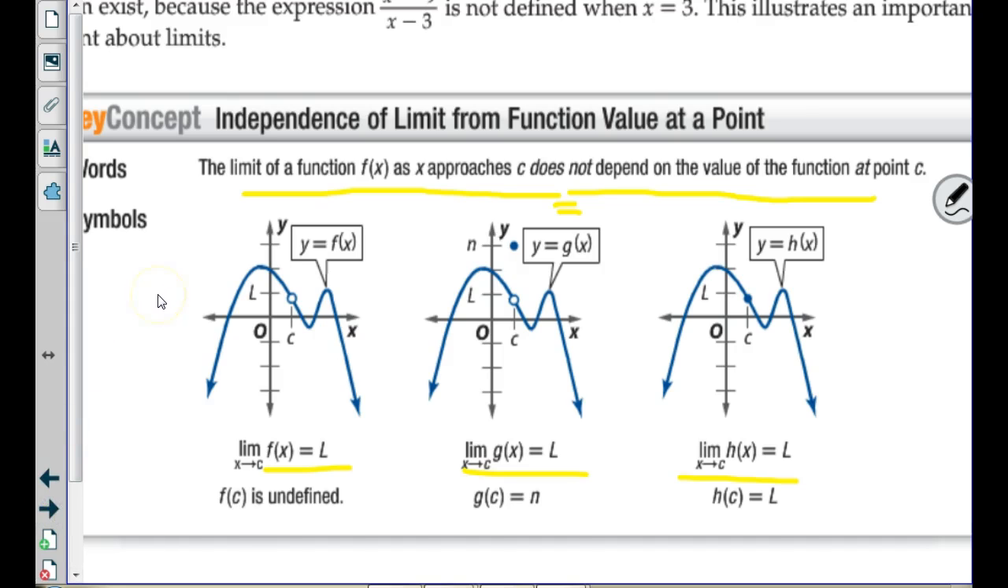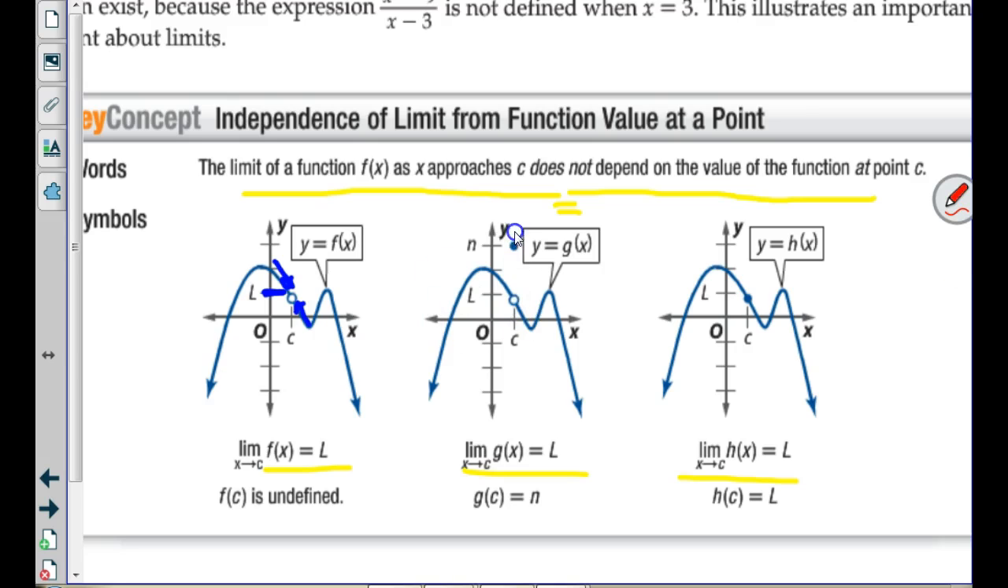So here's a definition. It says the limit of a function as x approaches c does not depend on the value of the function at c. If the limit here is approaching L, whatever this y value is at c, even though it's undefined, that's because both branches to the left and right are approaching the same y value. That's also true here, guys. This question's on the quiz.